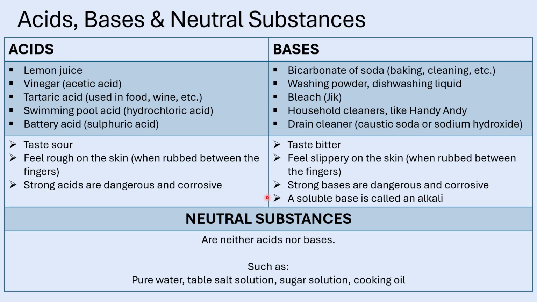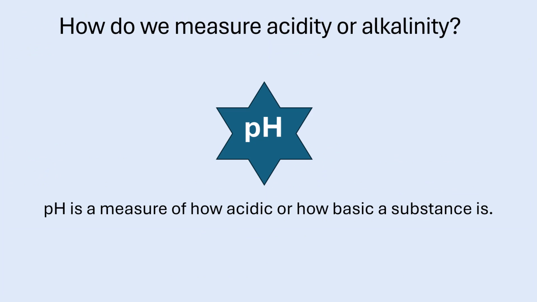And then the last thought here on bases is that a soluble base is called an alkali. If you have bicarbonate of soda, the powder, and you dissolve it in water, that solution that you get is called an alkali. So an alkali is just a soluble base. And then neutral substances, they are neither acids nor bases, and examples of neutral substances are pure water, table salt solution, sugar solution, and cooking oil.